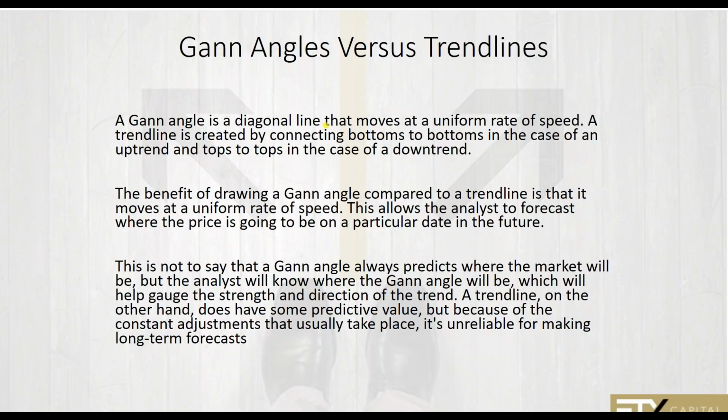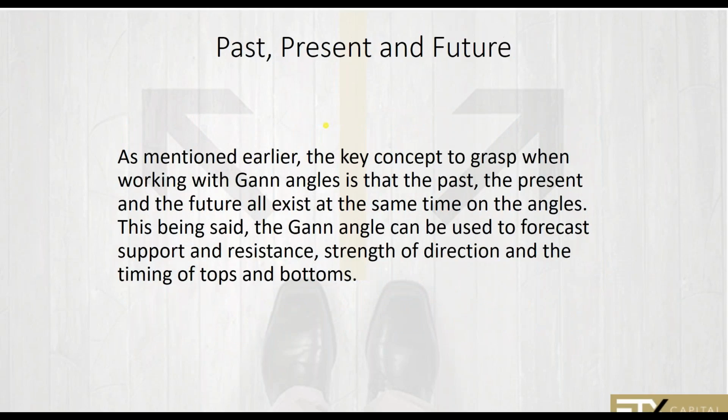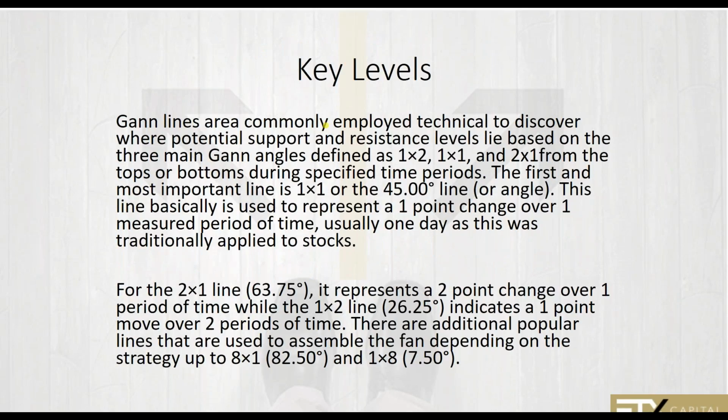A trend line, on the other hand, does not have a predictive value, but because of the constant adjustments that usually take place, it's unreliable for making long-term forecasts. As mentioned earlier, the key concept to grasp when working with Gann angles is that the past, the present, and the future all exist on the same angles. This being said, the Gann angle can be used to forecast support and resistance, strength of direction, and timing of tops and bottoms.